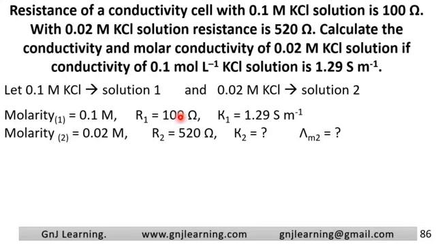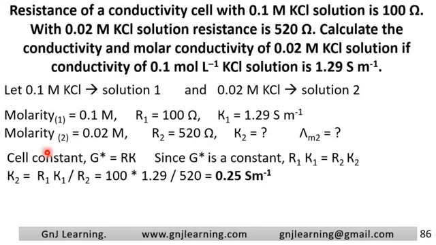In this case we know the resistance and we know the conductivity. If resistance and conductivity are known, we can find out the cell constant. Using the cell constant I can find out the conductivity of the second solution, because the cell constant is a constant for all types of solution, since it belongs to the conductivity cell. So cell constant G star is equal to R into K. We have learned this in the last part.